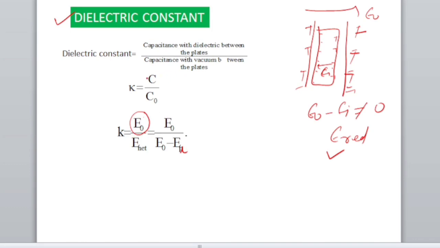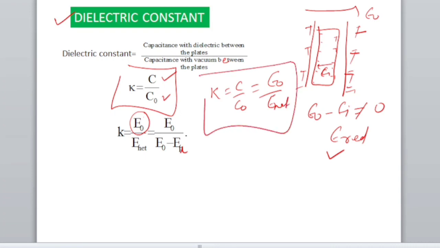In terms of capacitance, this dielectric constant K equals C by C naught, where C is the capacitance with dielectric between the plates, and C naught is the capacitance with vacuum between the plates. It means when there is no dielectric between the plates, there is free space between the plates, so that is C naught. So the dielectric constant is C by C naught equal to E naught by E net. You must remember this formula for the dielectric constant, right?